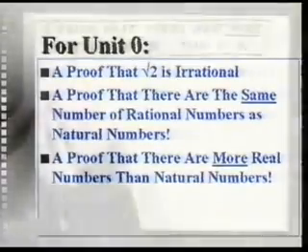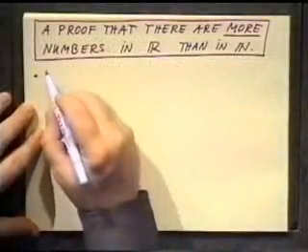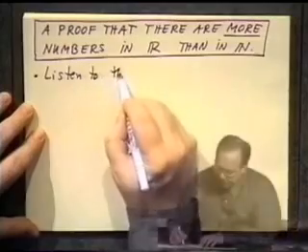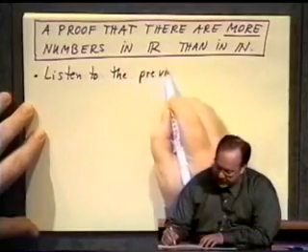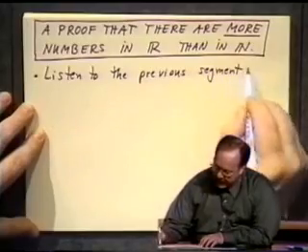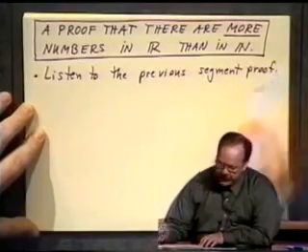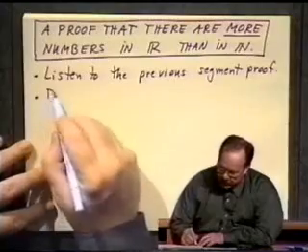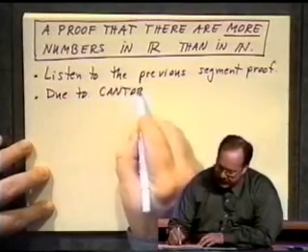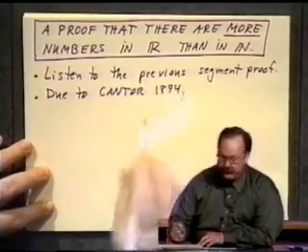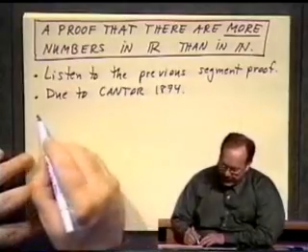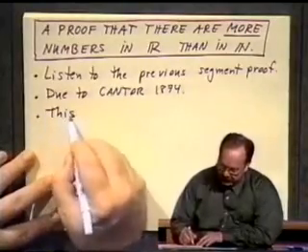All right. First thing I want to recommend is that if you haven't done it already, listen to the previous segment proof, because the ideas we use there will be repeated here. And again, this proof that I'm going to do is due to the same man as before. This man's name is Cantor. He did this in 1874, the first one to be able to think about infinity in this way. And this proof is even more exciting.